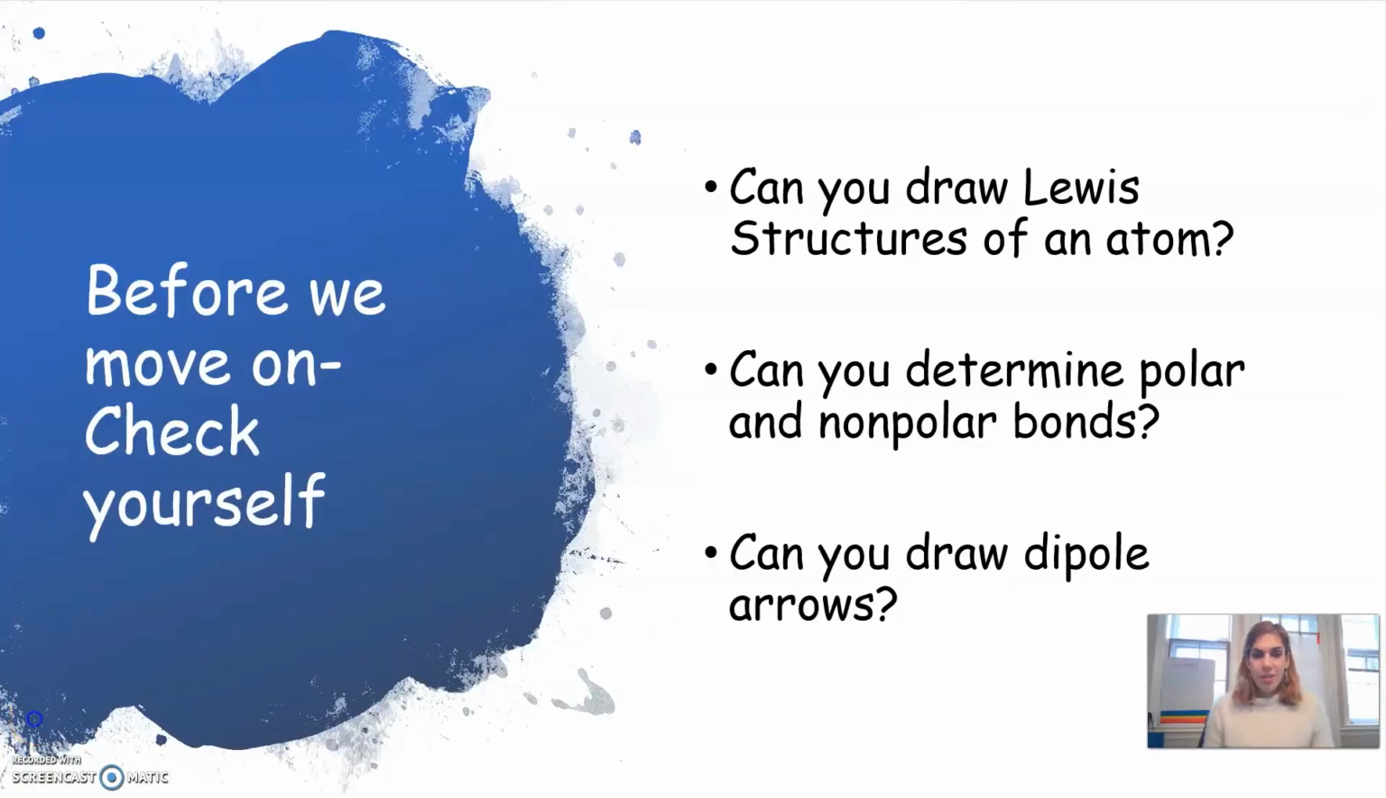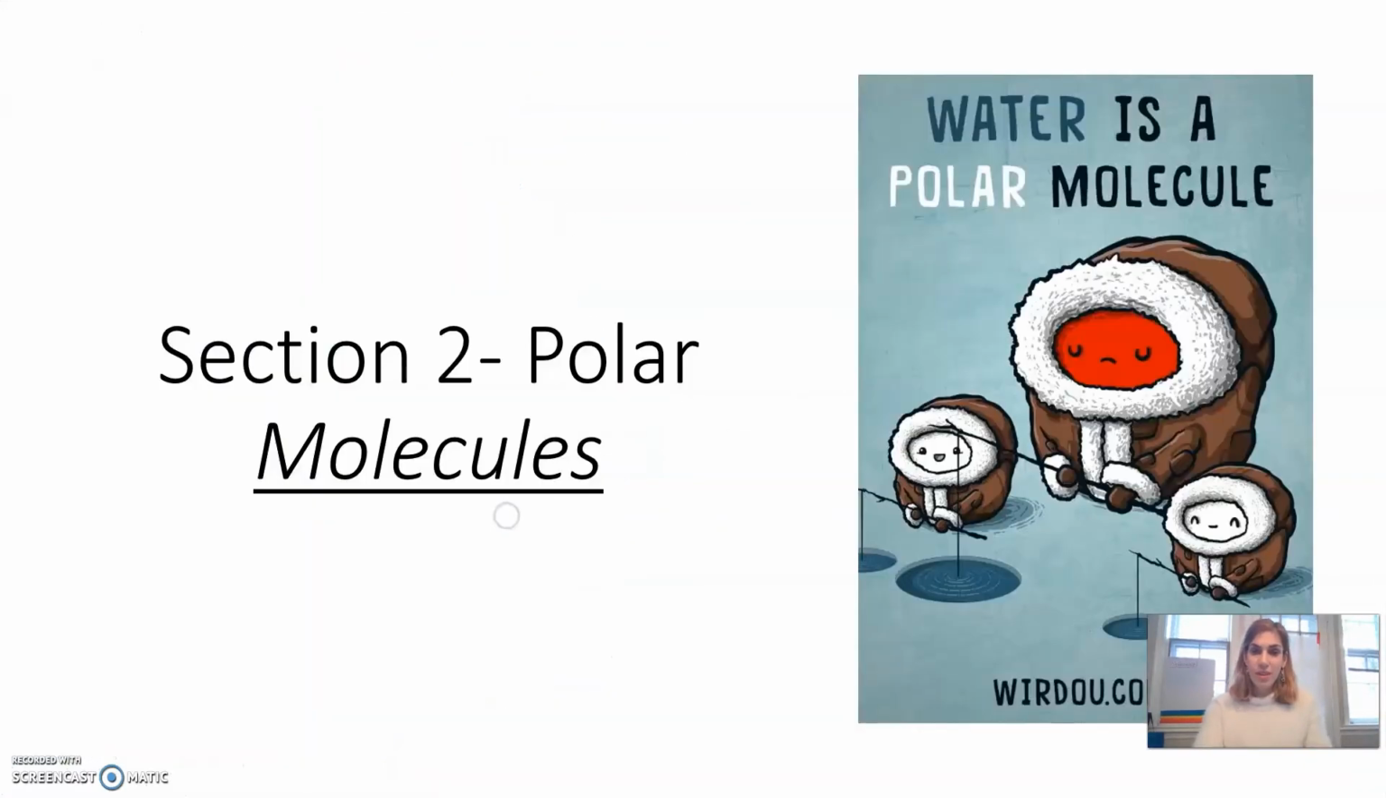Hey everybody. Before we move on, I want you to ask yourselves the following 3 questions. Do you know how to draw Lewis structures of an atom? Can you determine if a bond is polar or nonpolar? And then based off that, can you draw dipole arrows if it's polar? If you answered yes to all 3 of these things, then you're ready to move on. If you answered no to any of them, please go back to the Canvas site and revisit some tutorials and worksheets so that you become proficient on these 3 things.